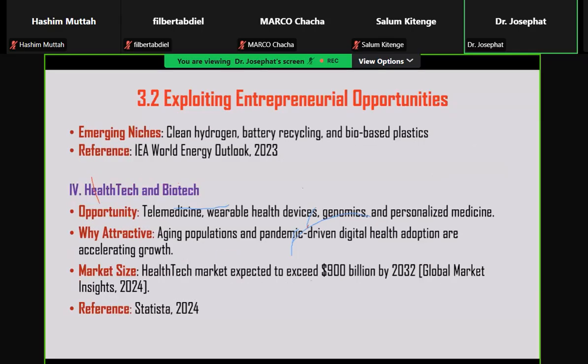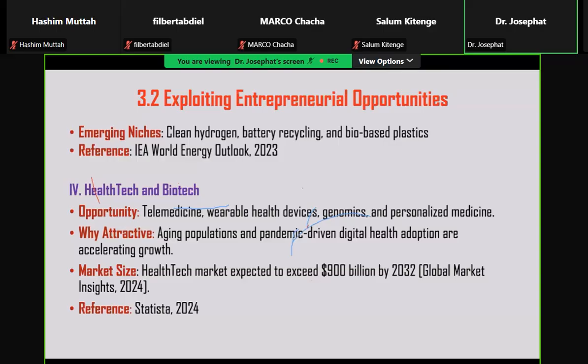At the third area, and emerging in niche hapa tunasema kwamba kuna clean hydrogens, battery recyclings and a bio-based plastic at the source of energy. The fourth ones, the health tech and the biotech. There's a lot of opportunity in this area as well. Opportunity ambazo ziko hapa tunasema ni telemedicines, wearable health device, genomics and the personalized medicines. While these are much more attractive, aging populations and epidemic driving digital health adoptions accelerating the growth.